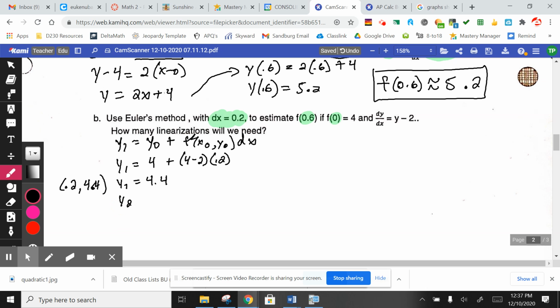So to get the second one, I'm going to stop writing all these little subscripts. We're going to go right into that second approximation. Now to get the second one, we're going to use all of the y sub 1 information. So the y value at y sub 1 is 4.4, plus the slope at that y sub 1 point, and the slope is again y minus 2. So my new y value is at 4.4 minus 2, and then my step size is 0.2. So that second y value, when we add all that up, multiply it all out, clean it all up, should give us 4.84. And then my new point, we're now at 0.4, and the y coordinate is 4.84.